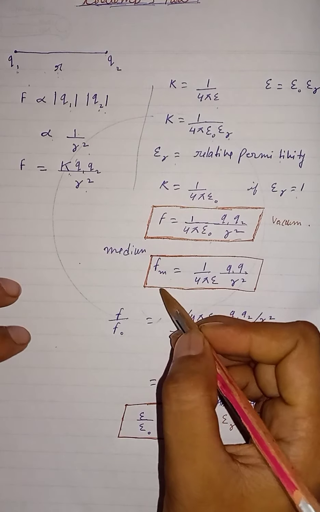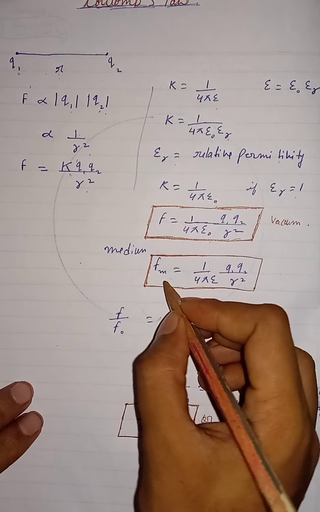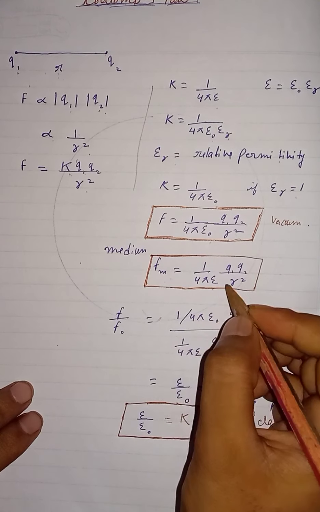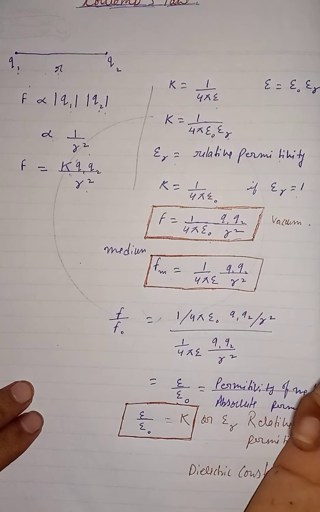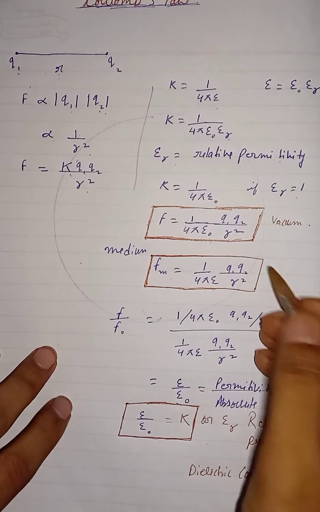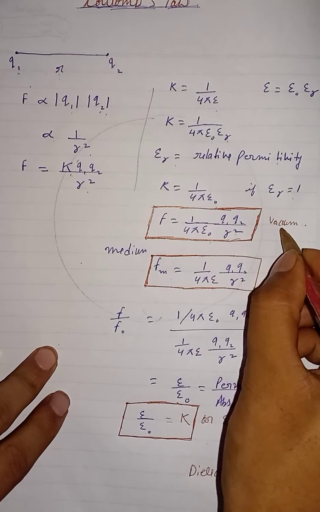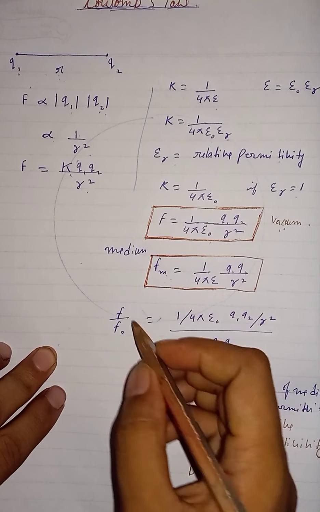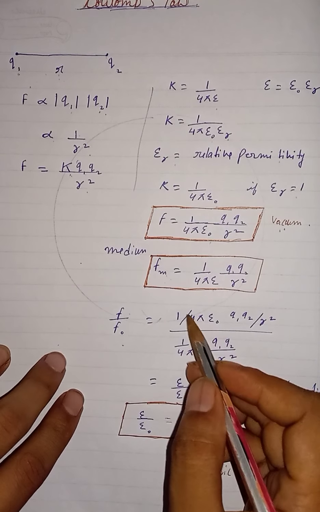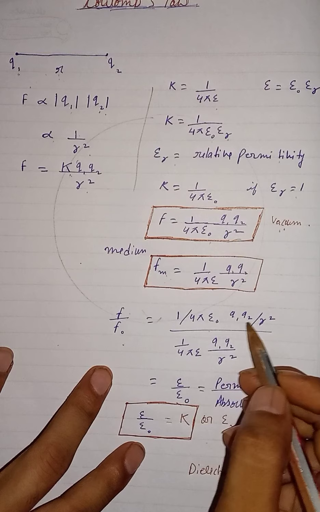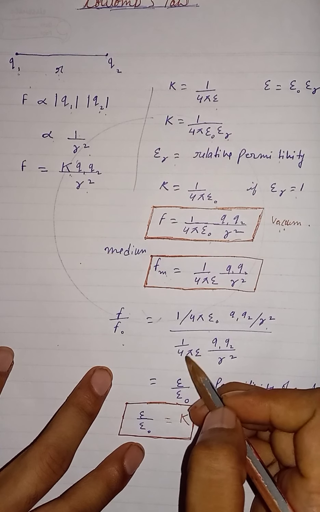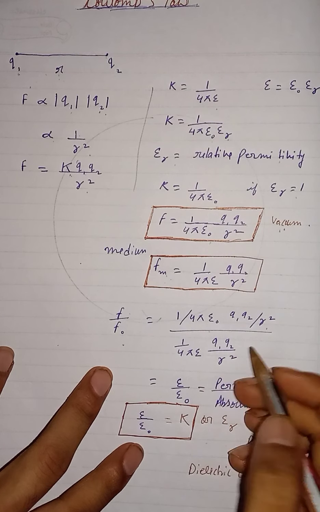Now we see the medium. In a medium, F of medium is equal to 1 over 4 pi epsilon Q1 Q2 by R squared. So here we divide F of vacuum, the force in vacuum, by the force in the medium. So we divide 1 by 4 pi epsilon naught into Q1 Q2 by R squared, divided by 1 by 4 pi epsilon into Q1 Q2 by R squared.